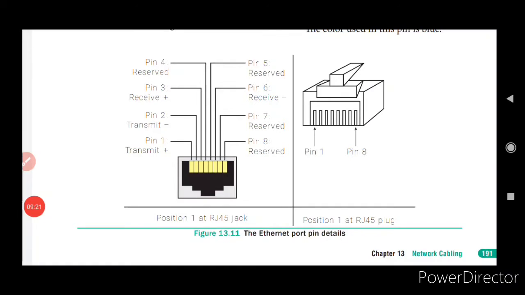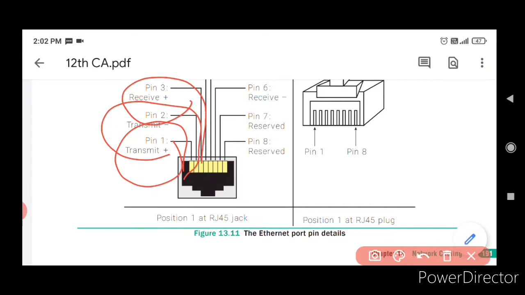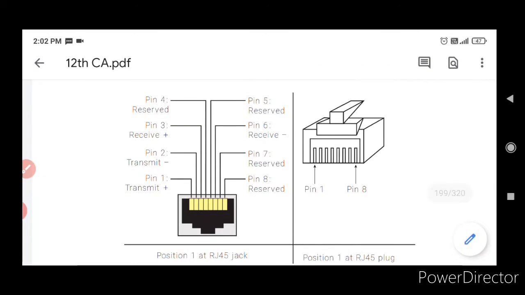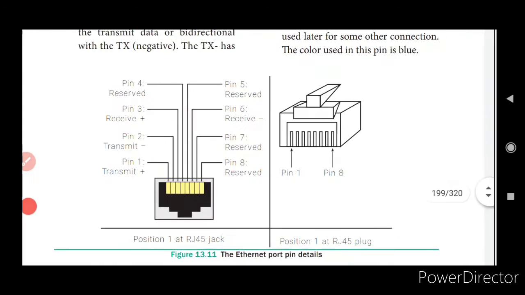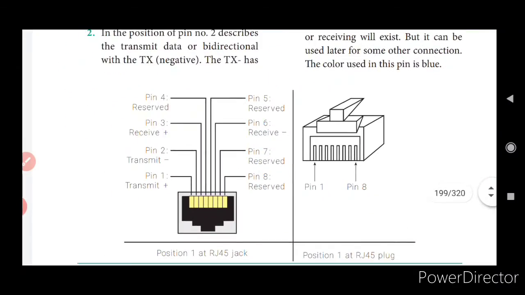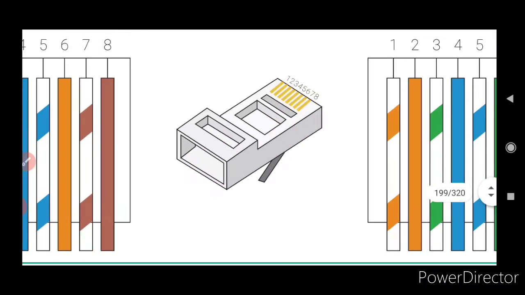These 8 pins in RJ45 are represented like this. Have a look here. First pin for transmitting positive, your second pin for transmitting negative, your third pin is for receiving positive, and your fourth pin is also reserved, the seventh one is reserved, the eighth one is reserved, the fifth one is reserved, and the sixth one is for receiving negative. Yes, this is with respect to your RJ45.